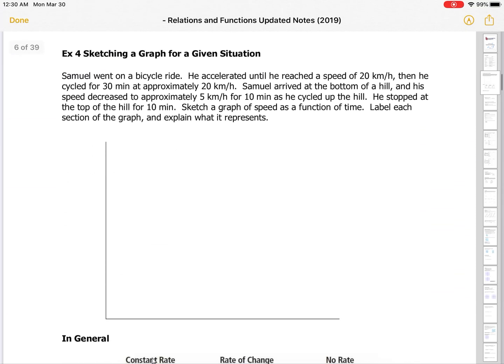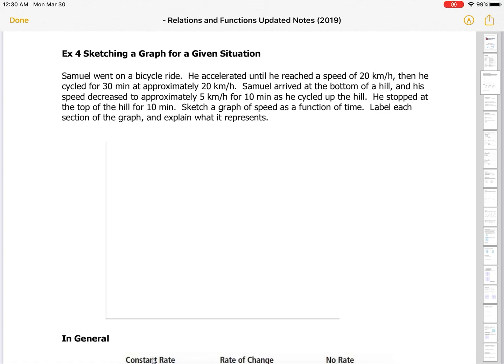Now, if we're doing the opposite, where we are sketching our graph based on a given situation, we have to look at how we graph this. So here's our example. Samuel went on a bike ride. He accelerated until he reached a speed of 20 kilometers per hour. Then he cycled for 30 minutes at approximately 20 kilometers per hour. He arrived at the bottom of a hill and his speed decreased to approximately 5 kilometers per hour for 10 minutes as he cycled up the hill. He stopped at the top of the hill for 10 minutes. Sketch the graph of speed as a function of time.